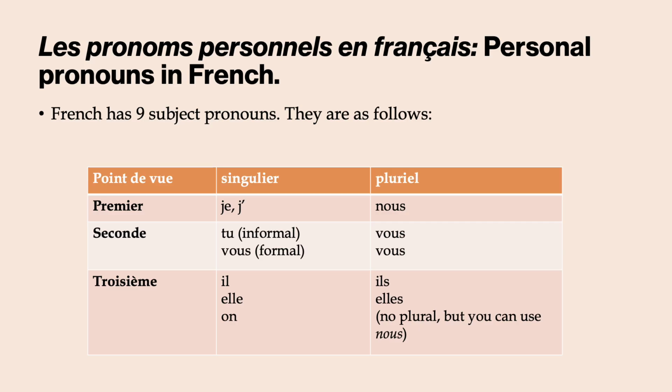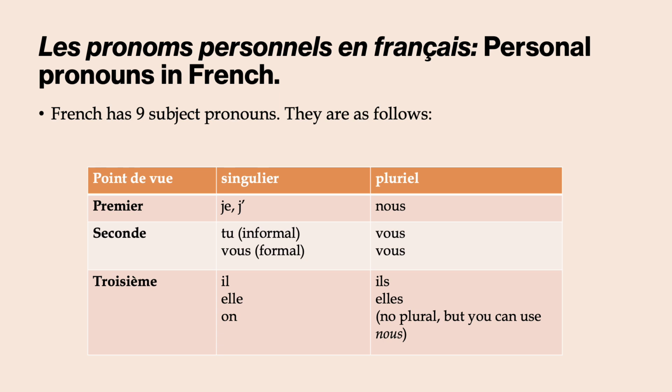Les pronoms personnels en français. Personal pronouns in French. French has 9 subject pronouns. They are as follows. Premier point de vue, singulier, je. Premier point de vue, pluriel, nous.